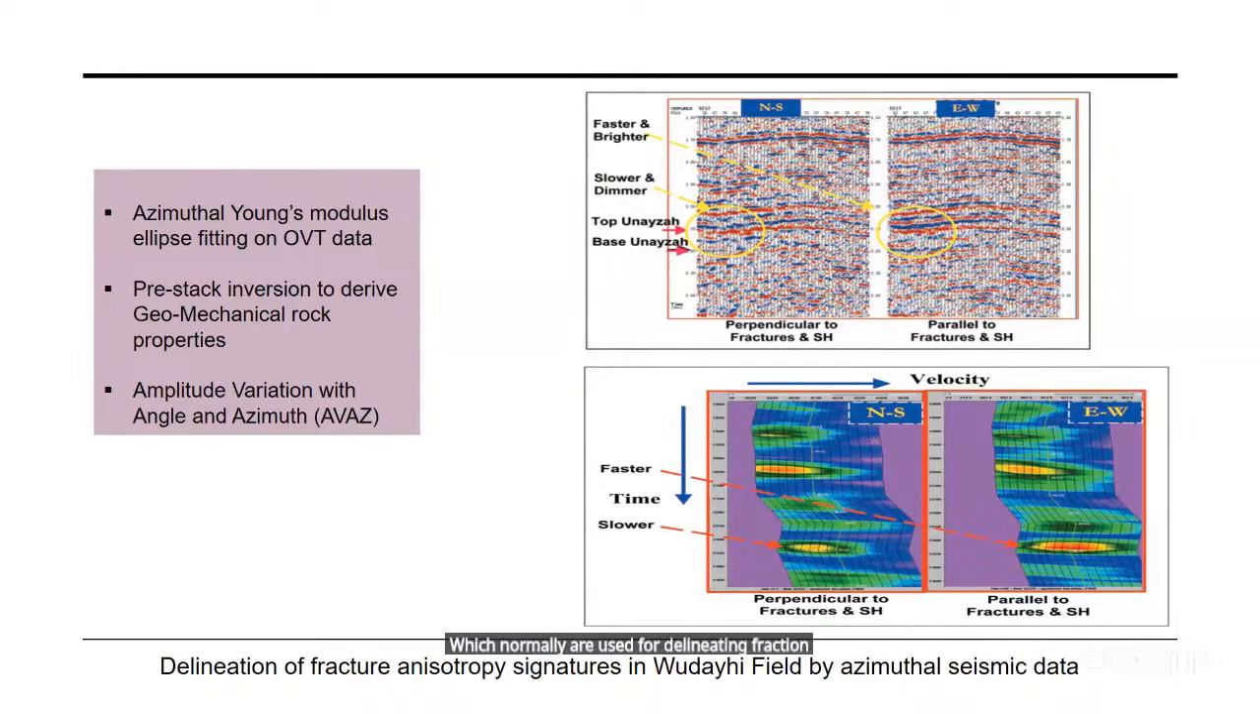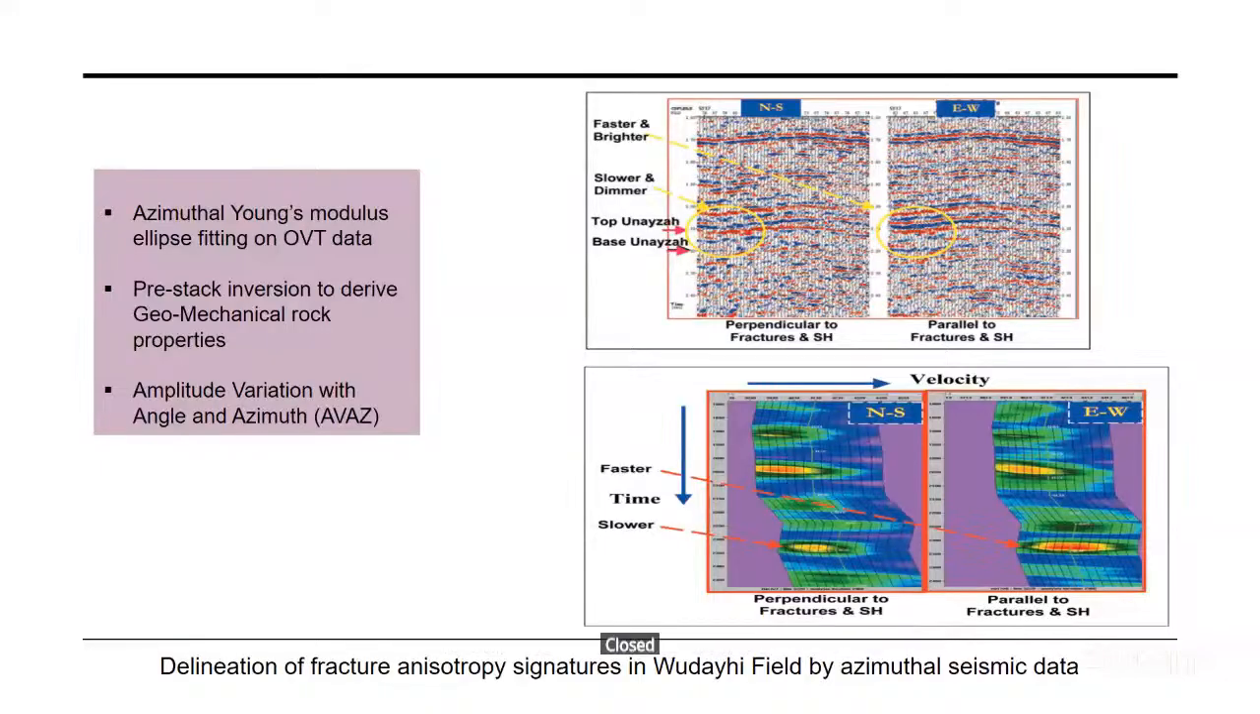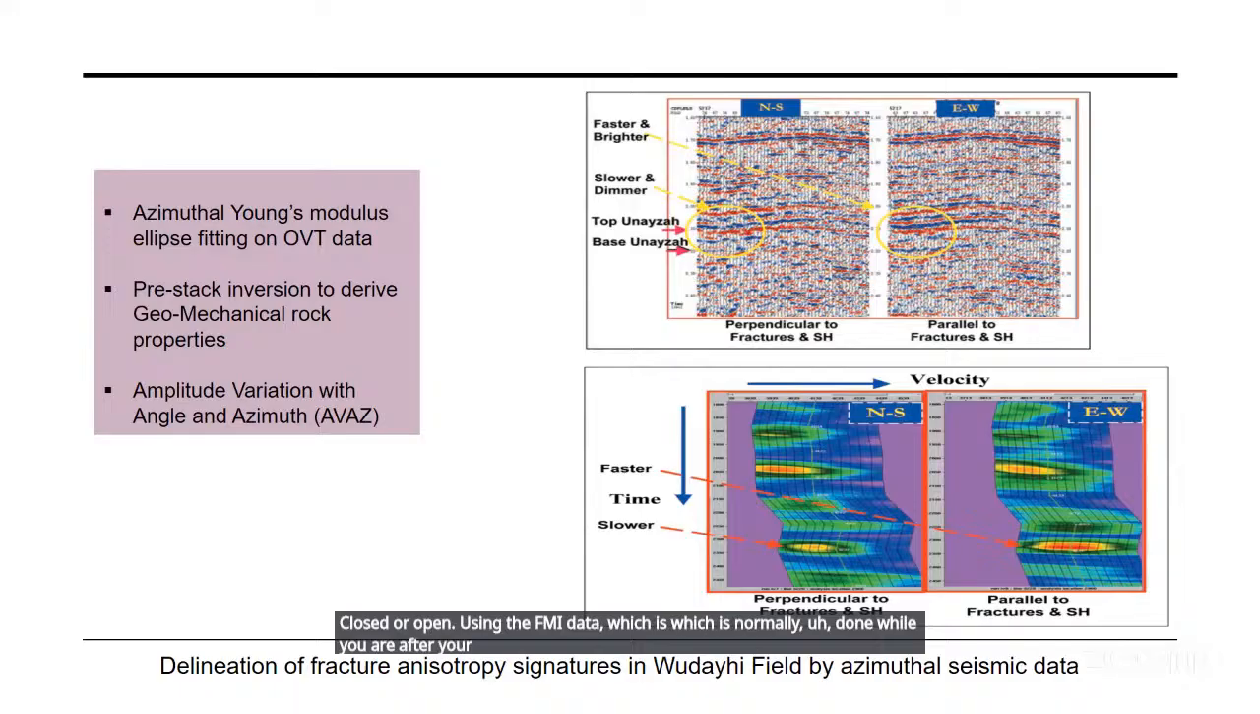Then we touched the pre-stack domain and the different algorithms and methodologies which normally are used for delineating fracture. So at this stage, we have an overview where we have deciphered the orientation of the fractures from the seismic, and we have cross-checked that orientation, whether it is closed or open, using the FMI data, which is normally done after your triple combo log collection.